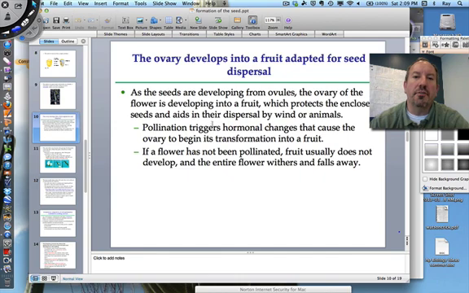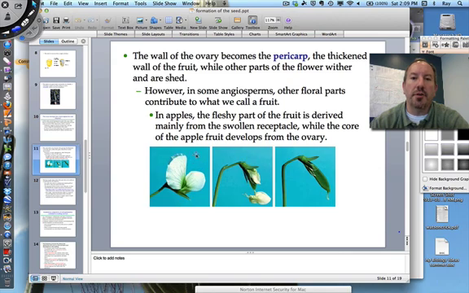And so the ovary will eventually develop into the fruit, and the point of the fruit is to help seeds to be dispersed, and it causes animals to be attracted to it. Now, what's interesting is not all of the fruits are very fleshy. Some of them are kind of dry. So the wall of the ovary becomes something called the pericarp right there. And so this pea pod is actually a fruit, and inside are the seeds, or the peas.